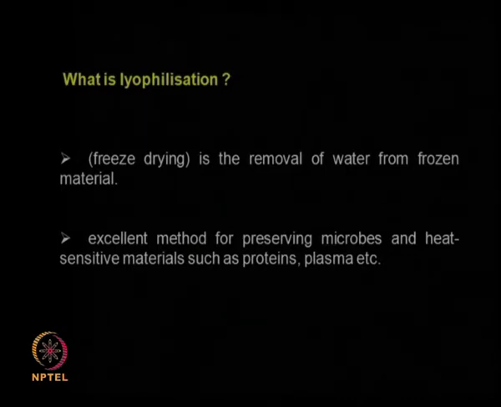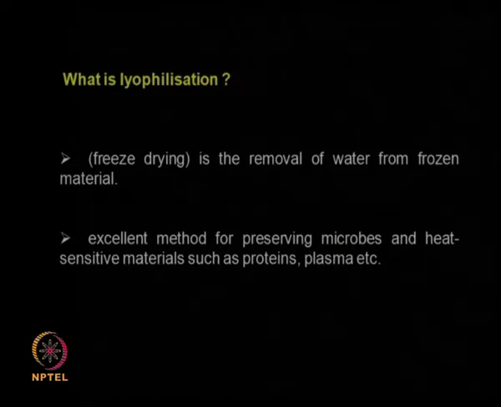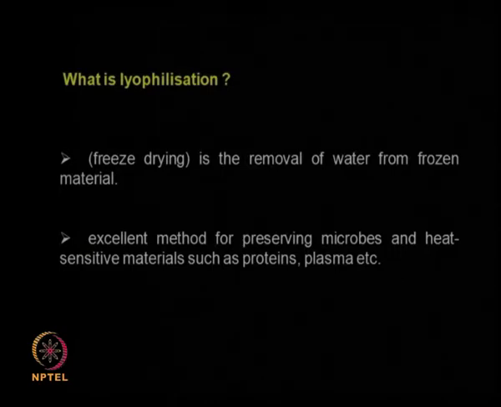The water becomes ice, the material also gets frozen, and then when you change the temperature or the pressure, the ice directly goes into the vapor. So it does not go into the liquid at all. So you select the operating condition so that the ice directly goes into vapor and it does not go through the liquid phase. That is what is called freeze drying.